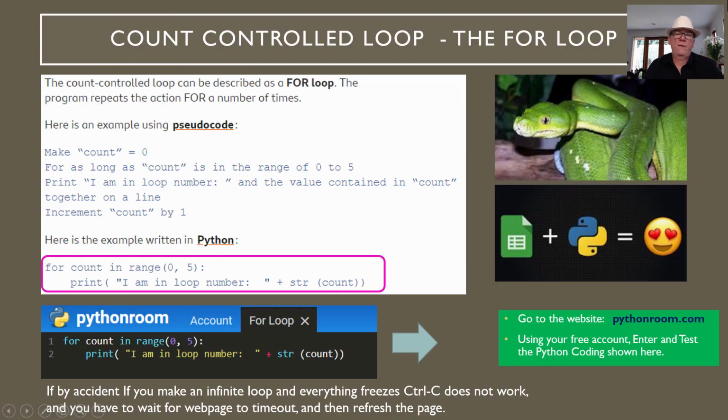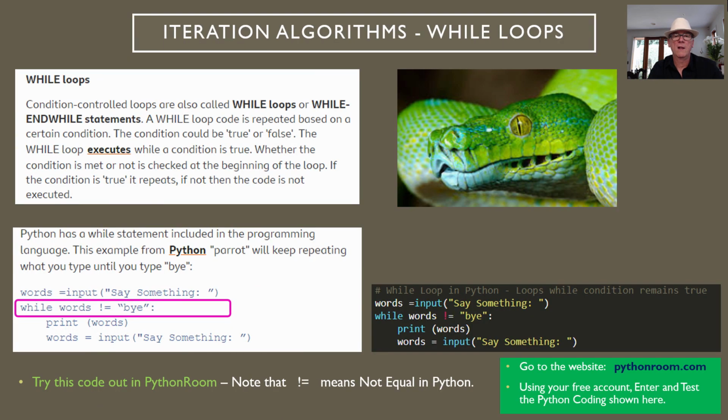Now, if you make an infinite loop while you're working on these by accident, which can happen, you can't actually use Control-C or any control keys to stop it. You just have to wait for the web page to time out. So within about 30 seconds or 1 minute, Python Room will just time out, and then you're okay to go and fix the problem in your program if you get those infinite loop things happening.